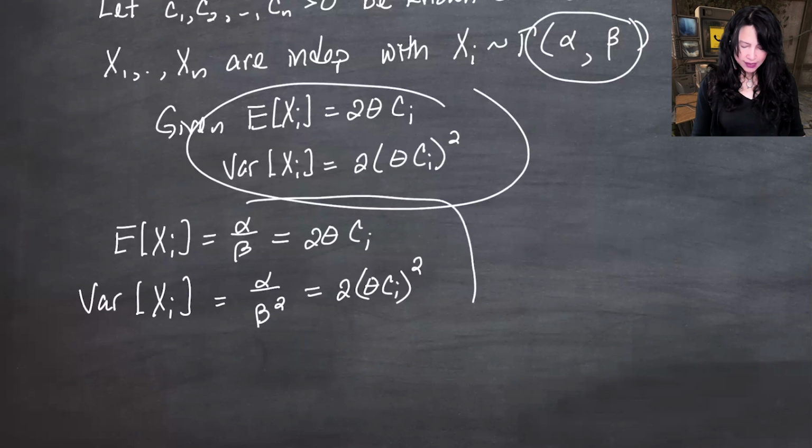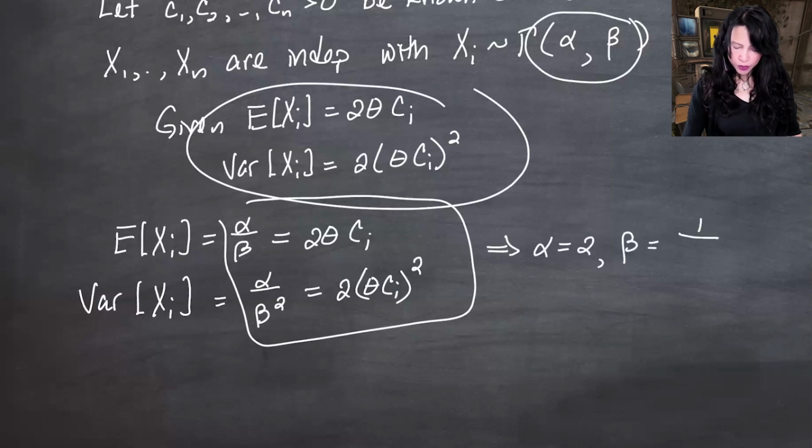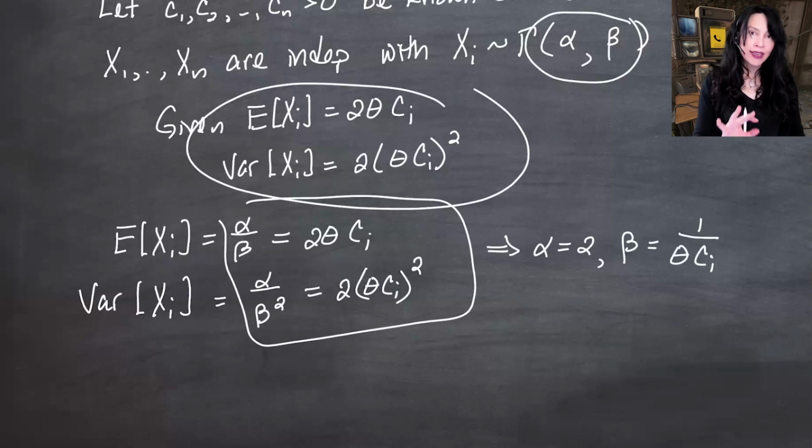So looking at this system of equations, if you think about it a bit, maybe actually solve and move things around, this gives you that alpha is 2 and beta is 1 over theta ci, using our parameterization of the gamma distribution.